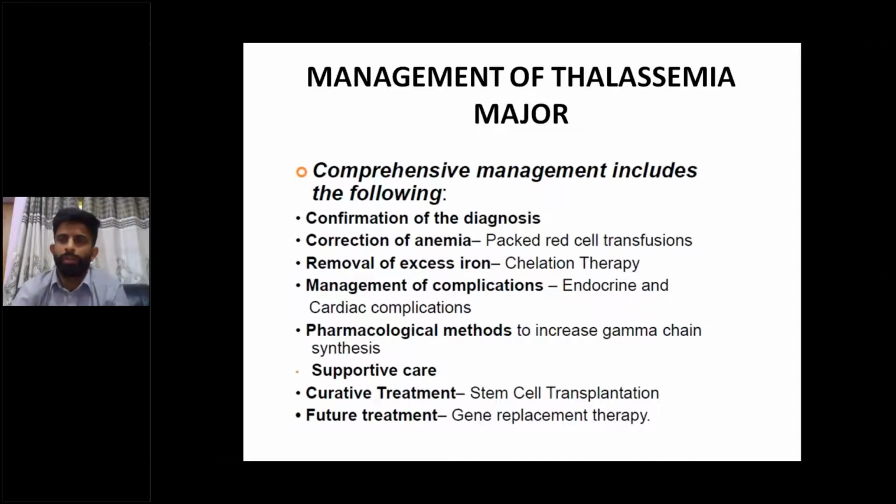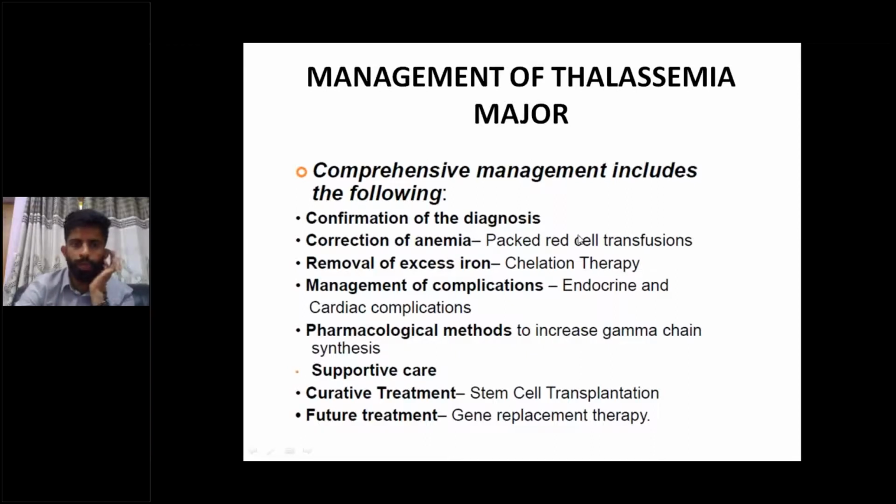But for thalassemia major, you know that the patient is going to have severe anemia. You know the patient requires blood transfusions because the anemia is so severe that it can produce congestive cardiac failure also. And eventually, because of repeated transfusions, these patients will also have iron overload. So the first step is how do you correct the anemia? The second one is how do you correct the excess iron overload? The third thing is how do you manage the complications? The same is given in this slide.